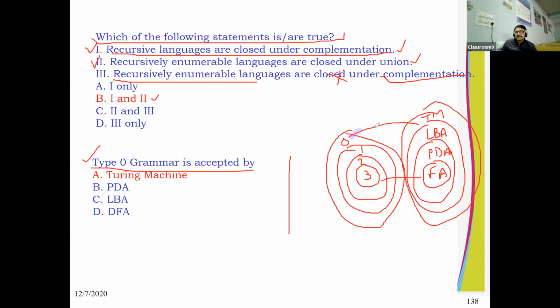So this type 0 grammar is accepted by Turing machine. Type 1 grammar is accepted by LBA, linear bounded automata, right? And type 2 grammar is accepted by PDA, and type 3 grammar is accepted by finite automata. So always you should keep in mind these points to learn Chomsky classification better.